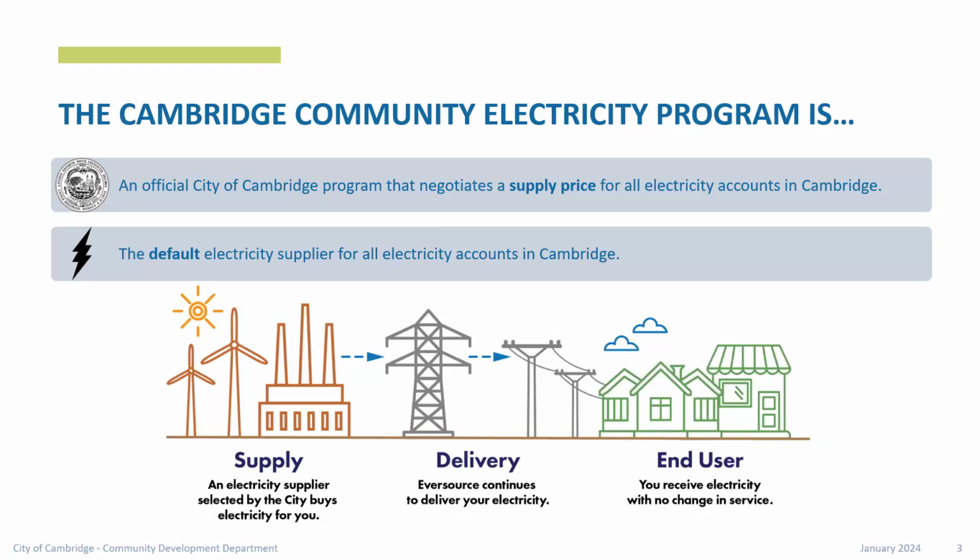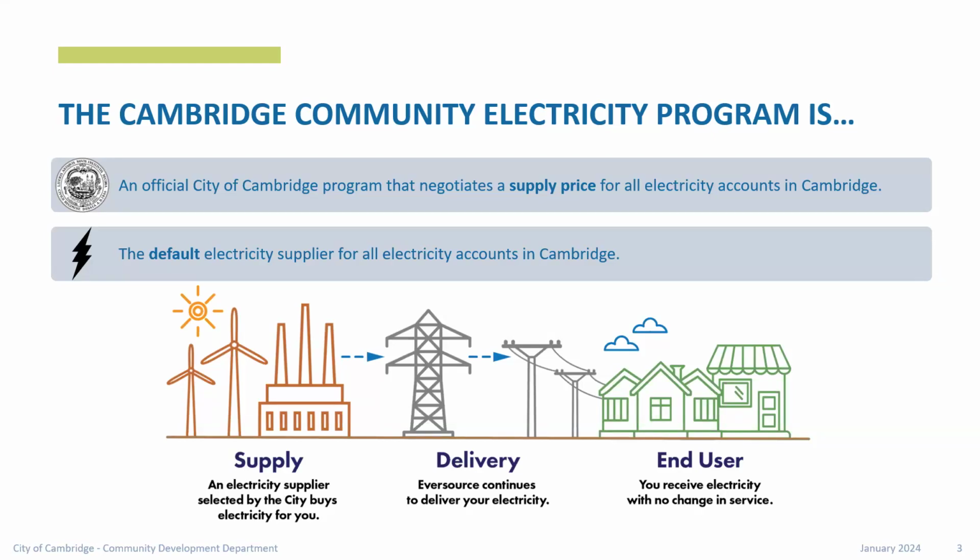So the Cambridge Community Electricity Program is an official City of Cambridge program that negotiates a supply price for all electricity accounts in Cambridge. So this includes both residential and commercial accounts. CCE is also the default or automatic electricity supplier for all accounts in Cambridge. This means that all electricity accounts are automatically enrolled in CCE when they're opened, and they remain enrolled unless action is taken to opt out.